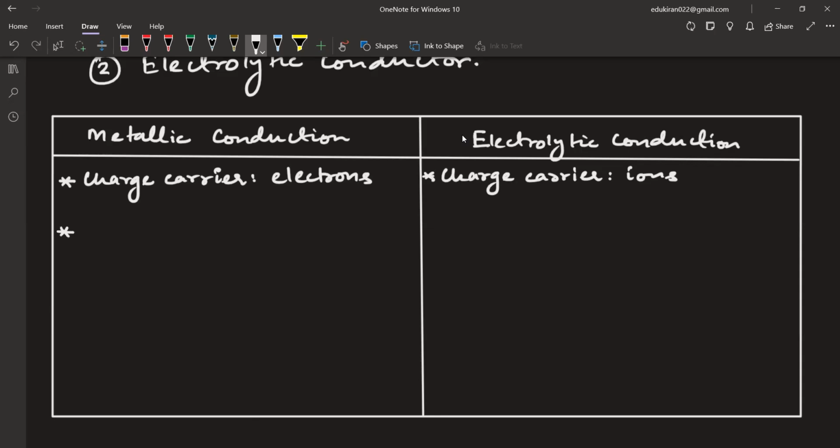And the second point. Now, in metallic conductance, is there any chemical change? When we pass some electricity, does the copper wire change to something else? No, the copper wire is still the same. So we will write there is no change in chemical properties of the conductor.